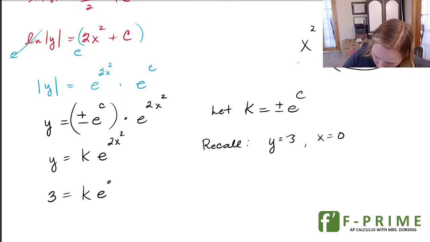This becomes e to 0. That becomes 1. So k is 3. Look at that. Boom. That was easy. So that's my plus or minus, and it turns out it's a plus. And now I'm ready to write my final answer.